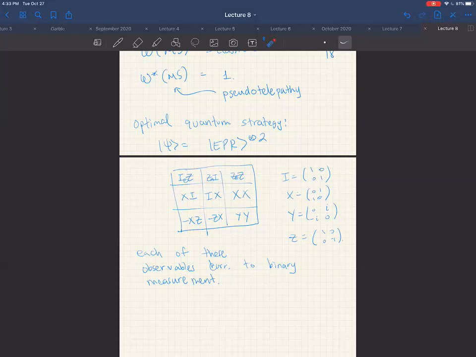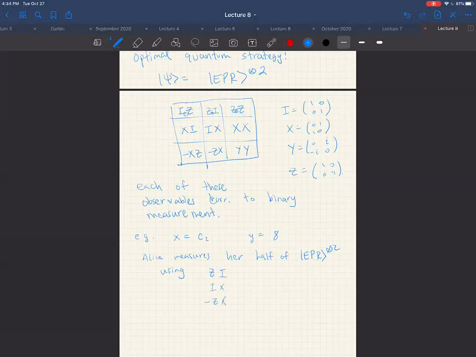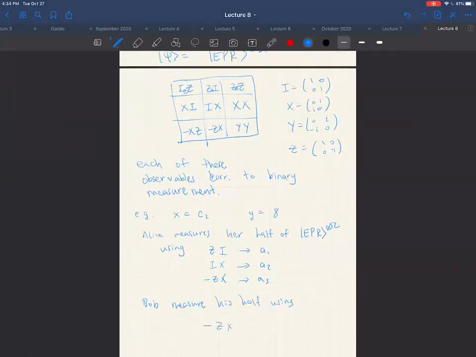So let's say her question X is, let me write this out. Let's say that X is equal to C2 and Y is equal to cell number 8. Then Alice measures her half of the two EPR pairs using ZI, IX, minus ZX, and each of these yield bits A1, A2, A3. Bob will just measure his half using minus ZX, and he'll get a bit B.